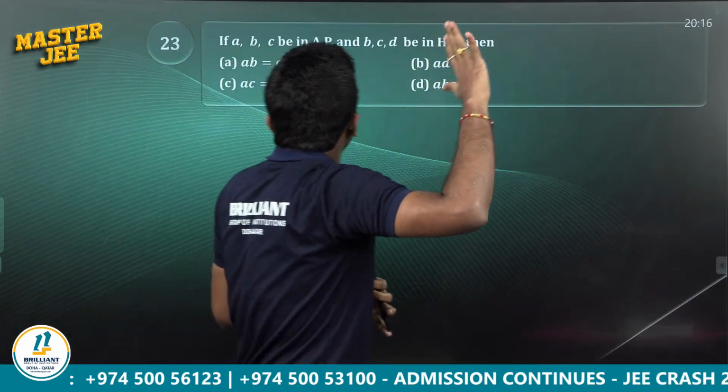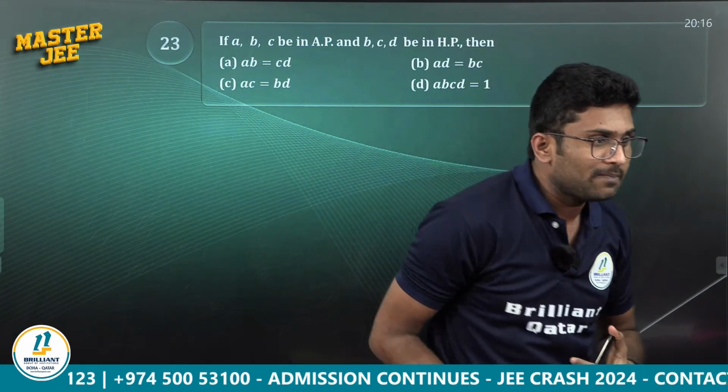Next is: if a, b, c are in AP, b, c, d are in HP.